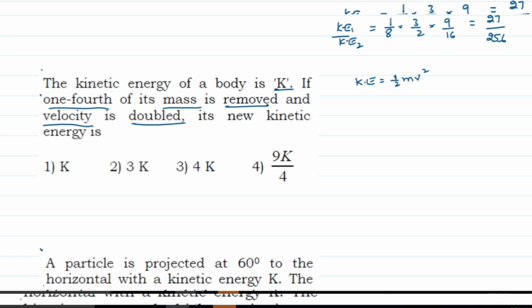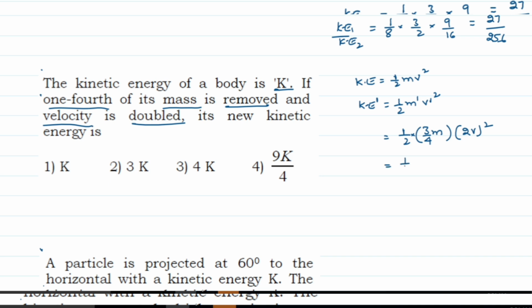Now here you are removing 1/4 of its mass. After removing 1/4 of the mass, what is the kinetic energy? That means here you take mass as m dash and velocity as v dash square. 1/4 of the mass is removed, so the remaining mass present is 3/4 m, and its velocity is doubled, so you take 2v whole square.